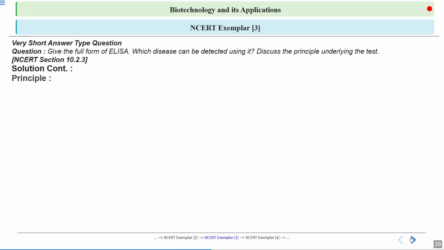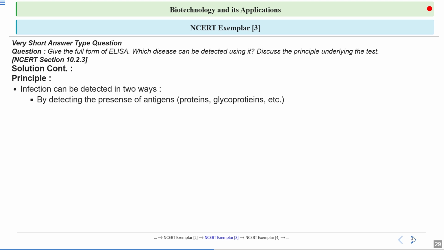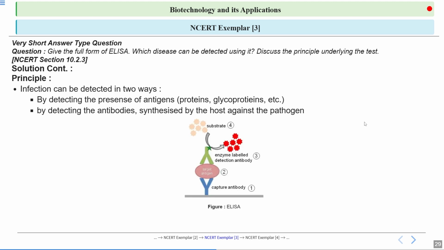Infections can be detected in two ways: by detecting the presence of antigen, which could be a protein or glycoprotein, or by detecting the antibodies synthesized by the host against the pathogen. So how can we detect this infection? We can detect it by detecting the presence of antigen, as shown.